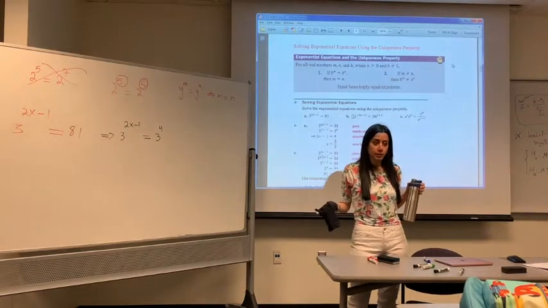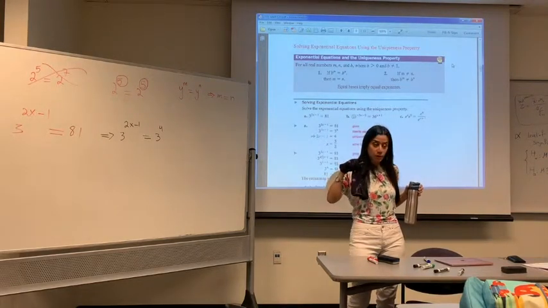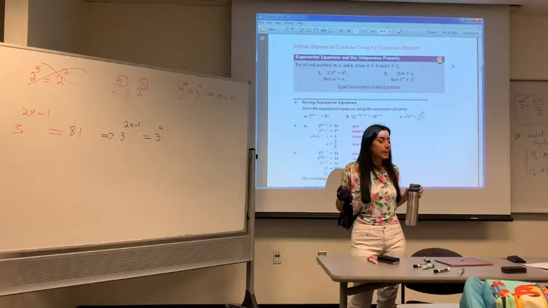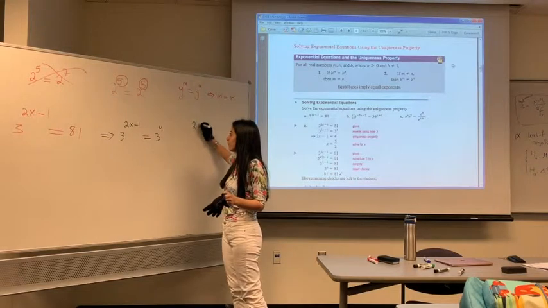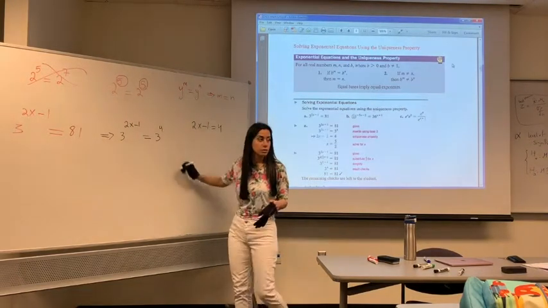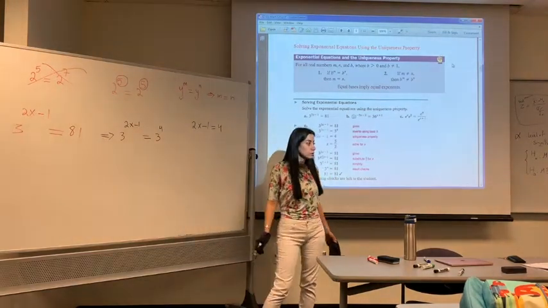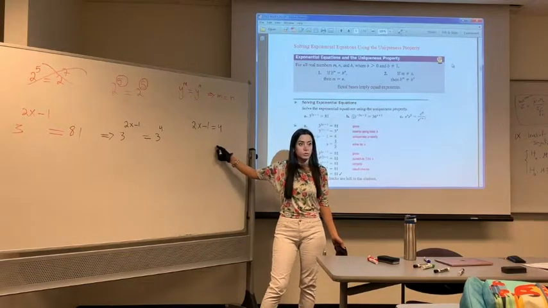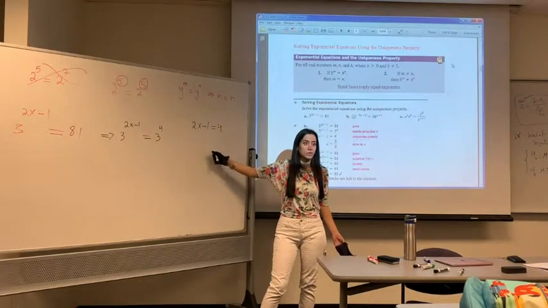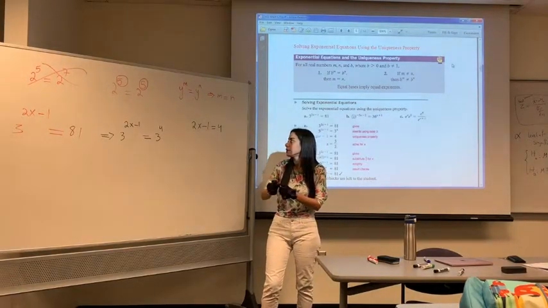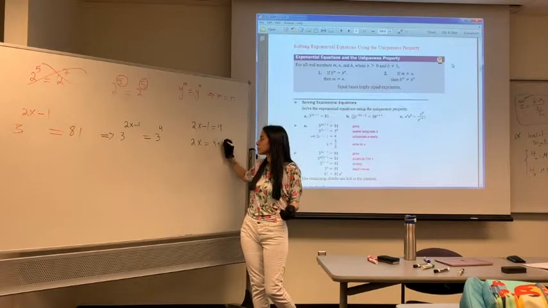So now the bases are the same. Powers are different, but we know for sure these powers have to be the same, right? So we set these two powers to be equal, right? So this power should be equal to this power. And now what we do at this point? Add 1. Solve for x. Add 1 to both sides to solve for x. Exactly. 5.